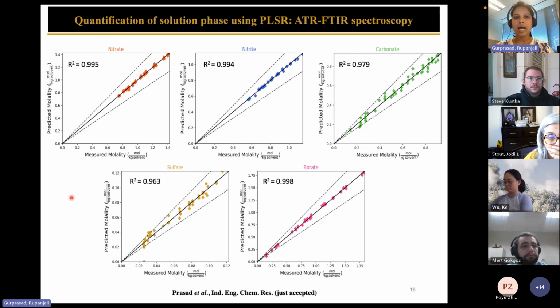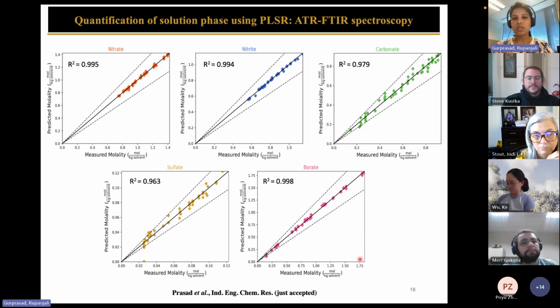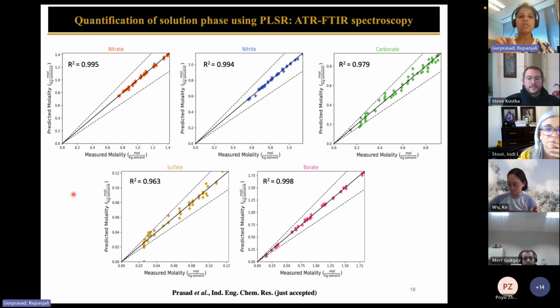for most of the anions. We had an R-square value greater than 0.99, except for sulfate, which was around 0.96. A potential reason here is that the amount of sulfate in the waste is on the lower side. If you look at the axis here, it goes from 0 to around 0.12, whereas for the other anions it is a little higher. And the second is that the IR peak of the sulfate ion is not as prominent as the other anions. So those are two factors that we think are responsible for a not bad, but slightly lower accuracy as compared to the other ions.